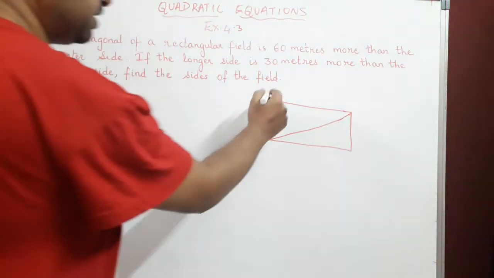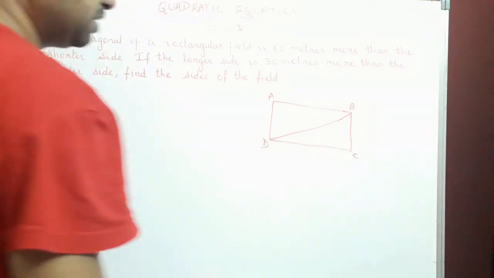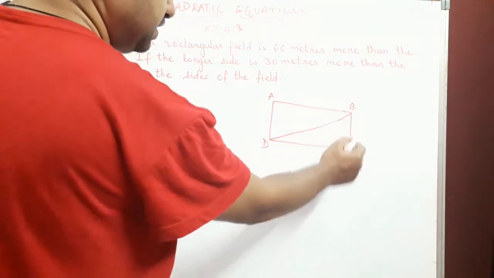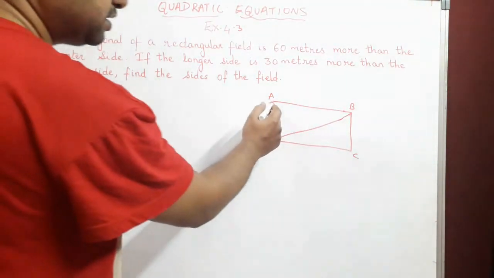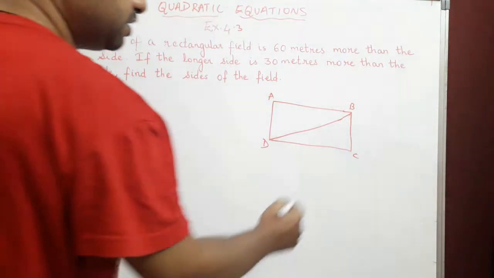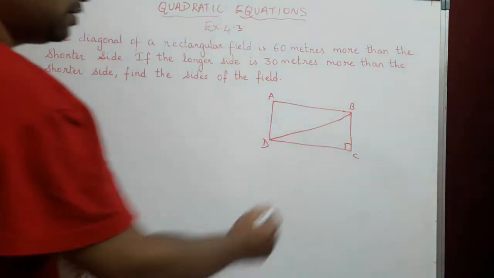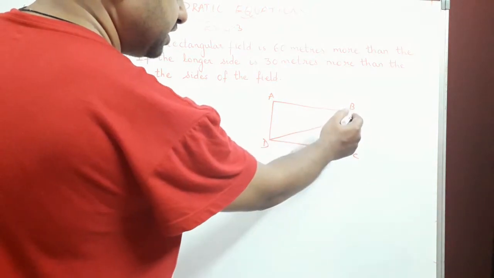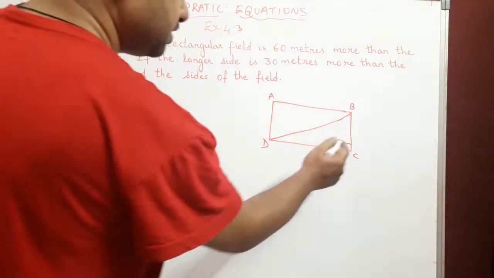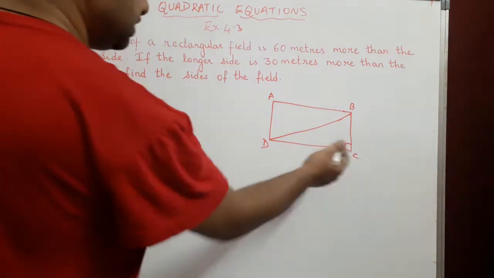So we'll name this rectangle A, B, C and D. And if we have a look, the diagonal has formed a triangle, that is B, C and D. From the properties of a rectangle, all angles are 90 degrees, which means this is 90 degrees. Now triangle BCD becomes a right angle triangle, and we can apply the Pythagoras theorem to this.